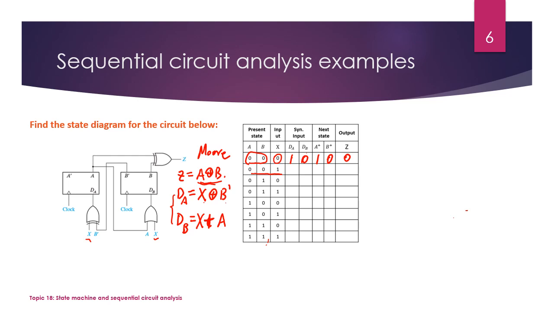And the next is 0, 0, 1. So 1 XOR 1, we get 0. And 1 or 0, we get 1. So this will be 0, 1. And the Z will still be 0.